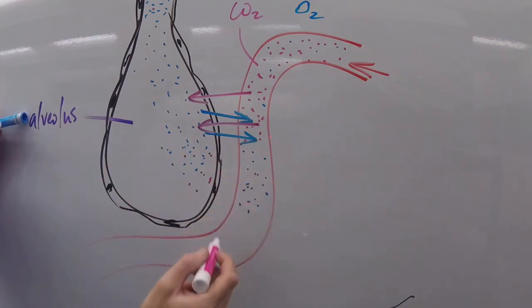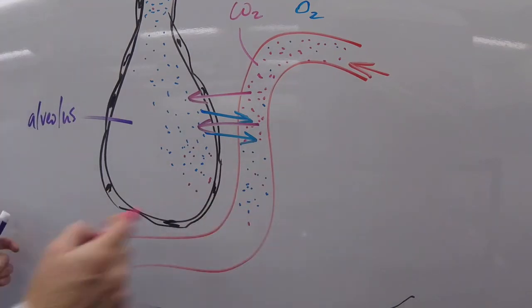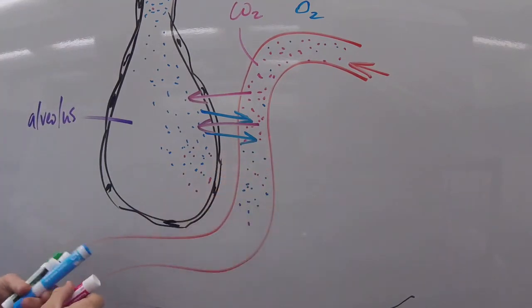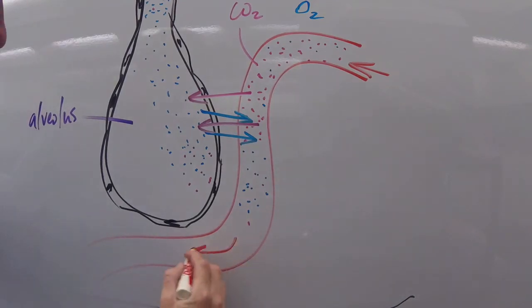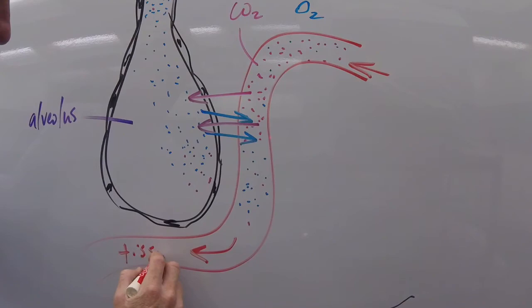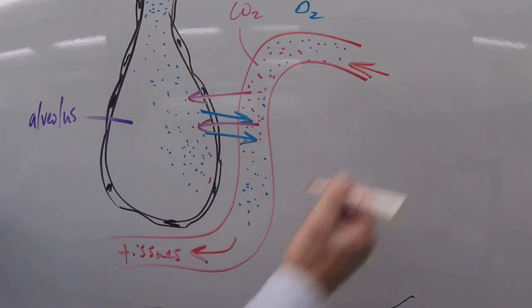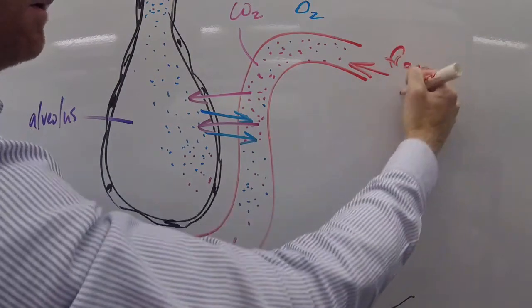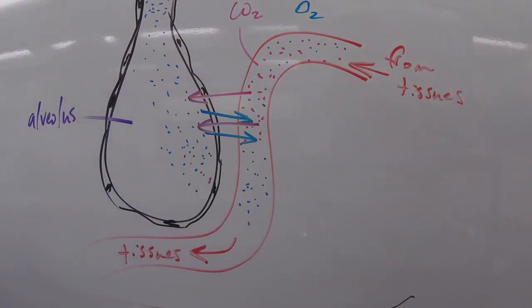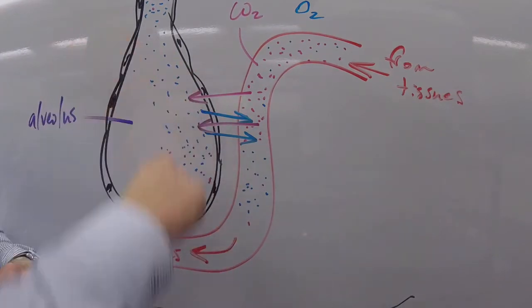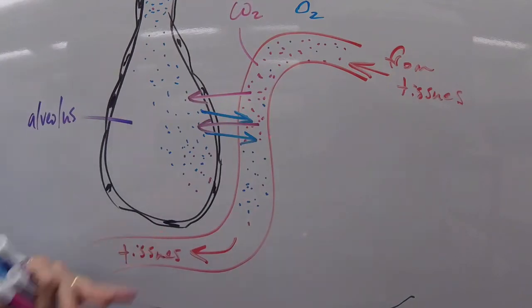And what we're left with is blood that's rich in oxygen, low in CO2, that's going to then travel to the tissues. All right? And this is from the tissues. And the important part here is that all this happens automatically, and that's perfect. We don't have to spend any energy to pump oxygen from the lungs to the blood. It happens automatically through diffusion, and it happens really quickly.